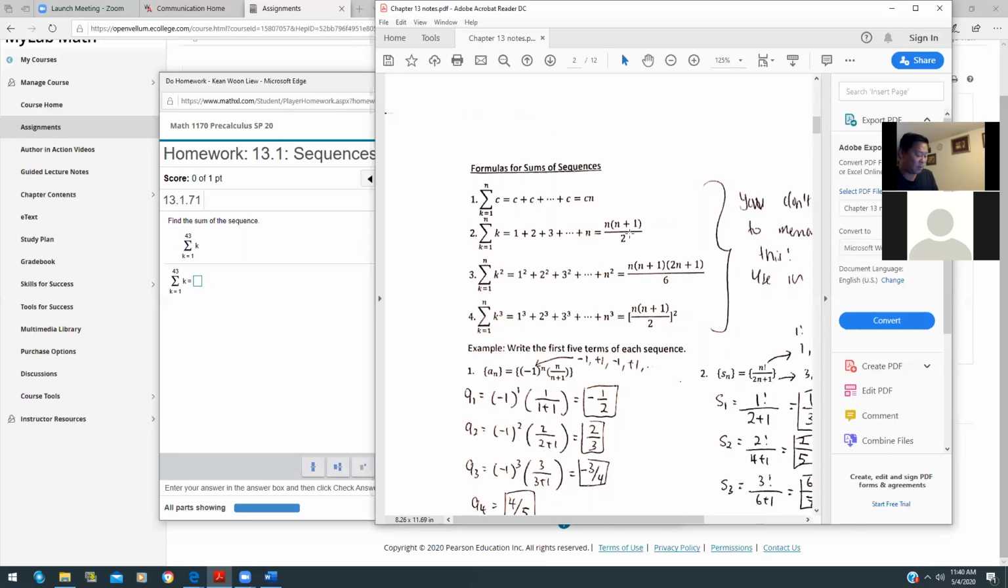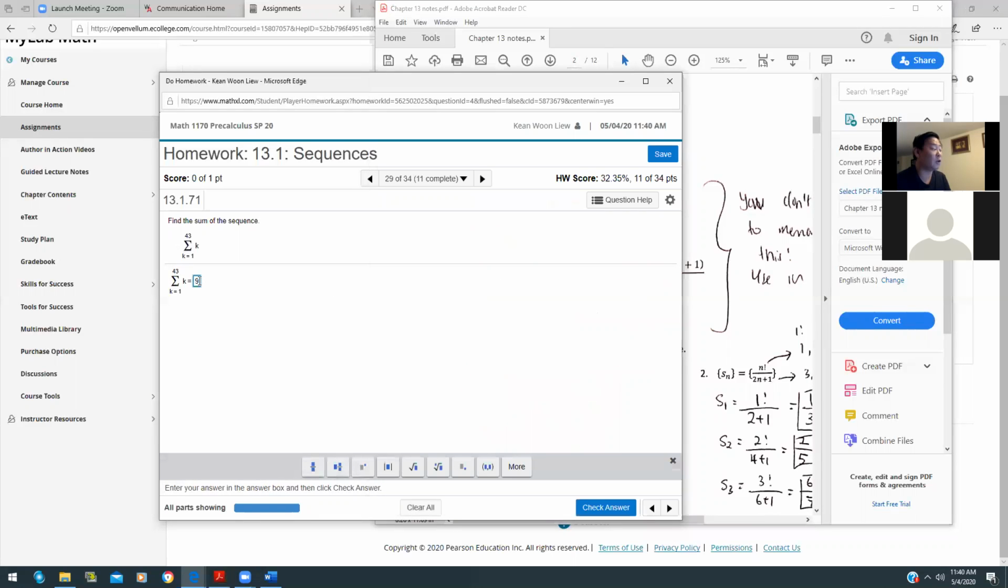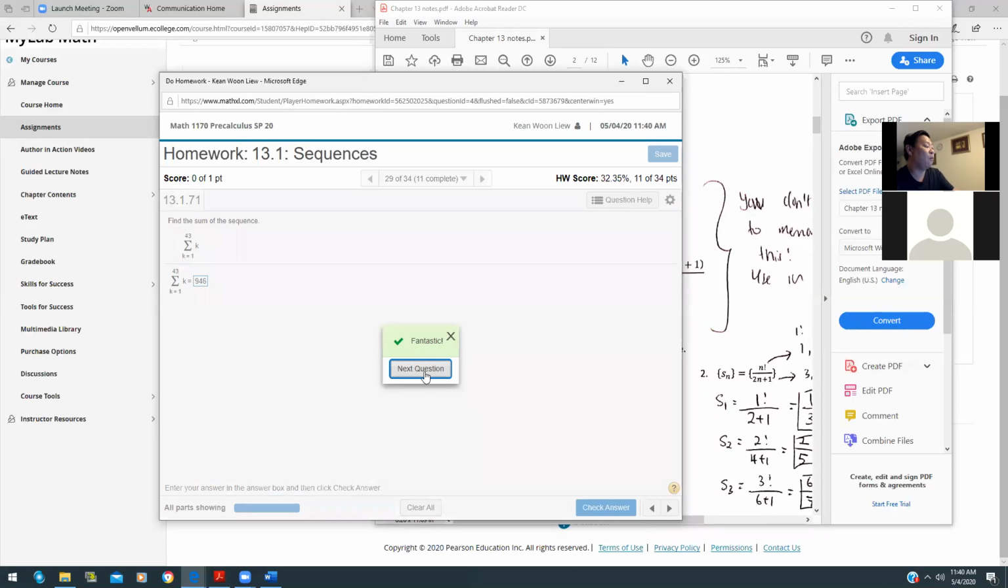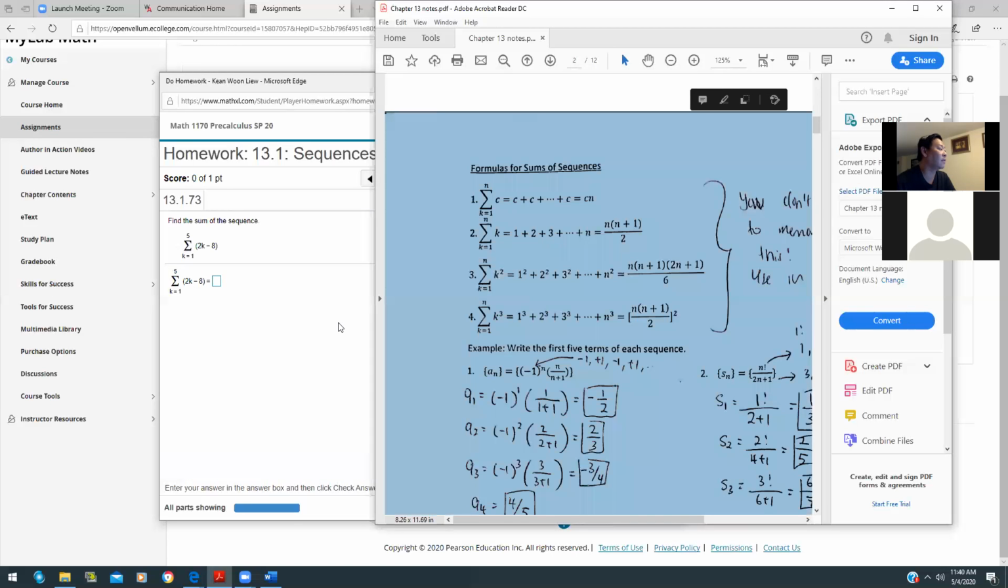So it's pretty much straightforward if you want to use this. That's why it is given in your test. So you do not need to memorize this formula, but make sure you know how to use it. It's 946. So that means that if you add 1, 2, 3, 4, 5 all the way to 43, that is how you do the add in this case.